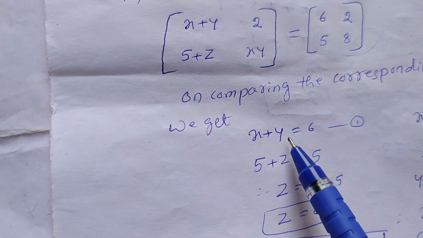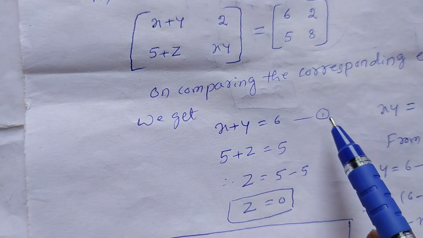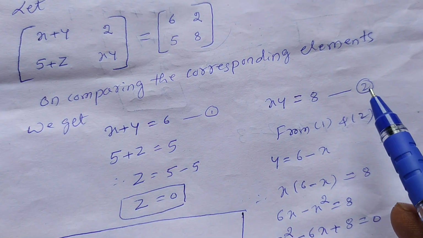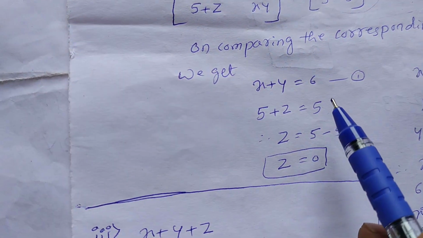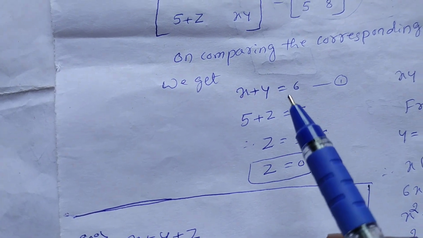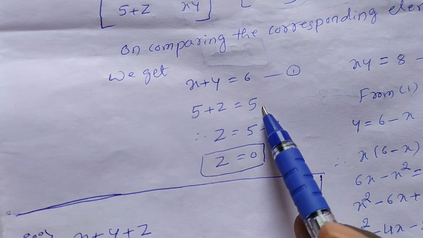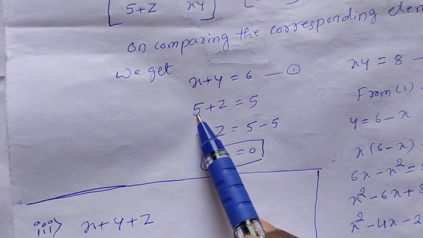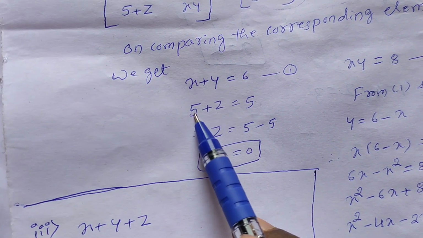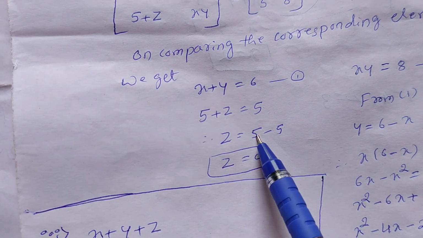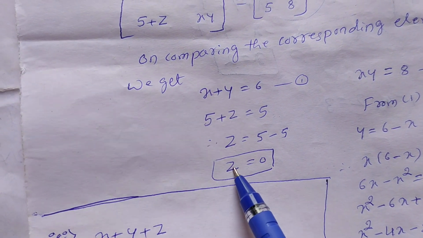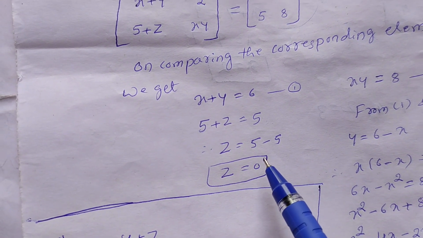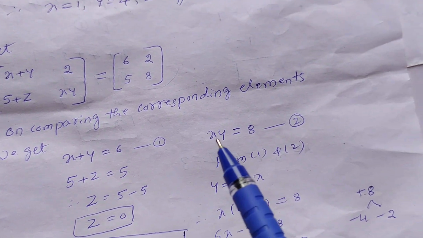Okay, this one, x plus y is equal to 6, call it equation number 1, and xy is equal to 8, call it equation number 2. Since we have a linear equation, 5 plus z is equal to 5, transfer 5 to the right side and the sign changes: the plus 5 becomes a minus 5. 5 minus 5 equals 0, that is z equals 0. We find the value of z. Similarly, we have to find the value of x and y.